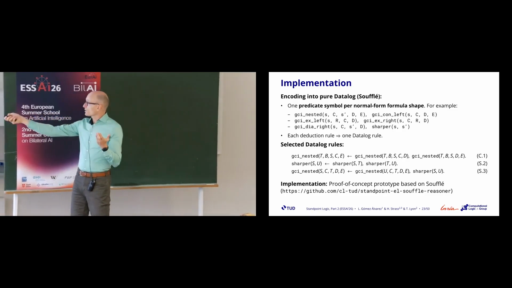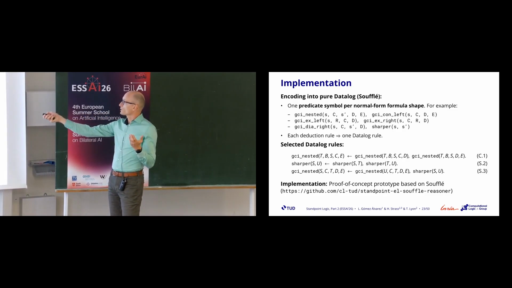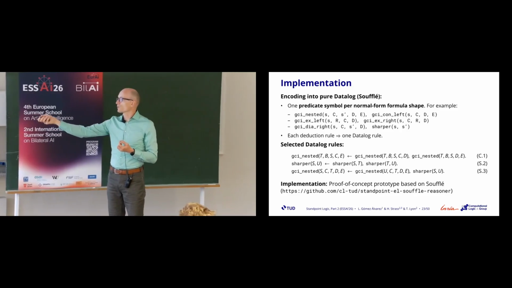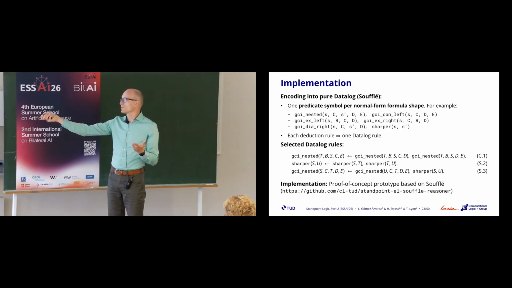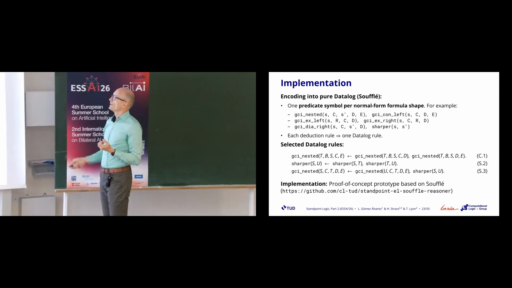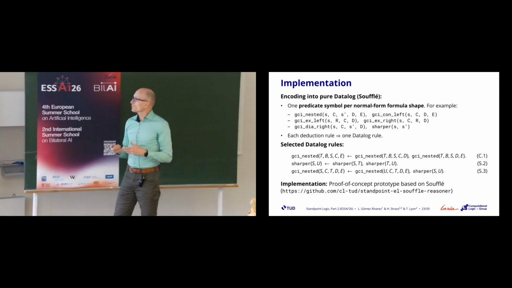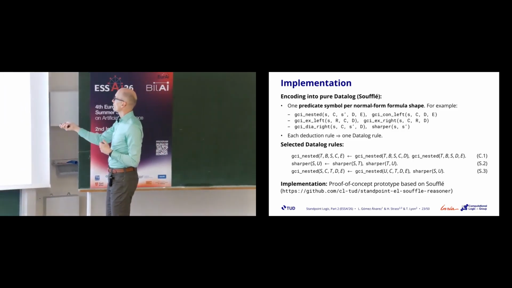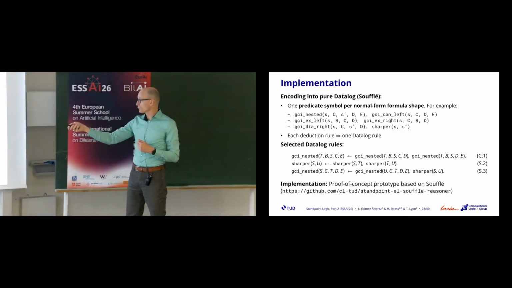Then you have an existential restriction on the right. So box S, C is subsumed by exists R, D and so on, right? You have a diamond on the right, so box S, C is subsumed by diamond S prime D, and so on. Sharpening statements, and so on, right? And so using these predicates, we can then turn our deduction rules into Datalog rules, right?